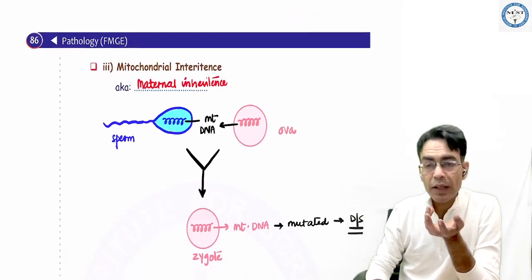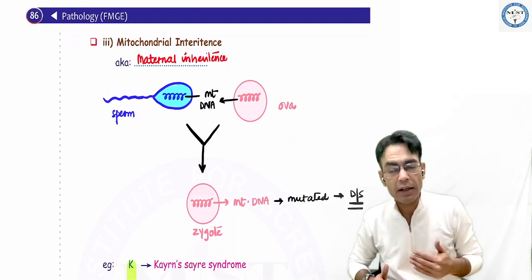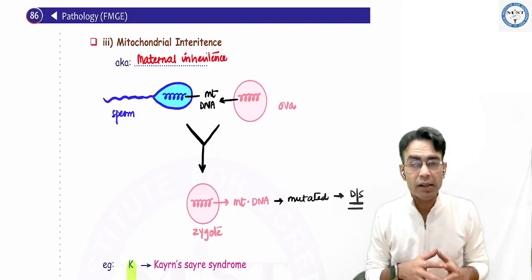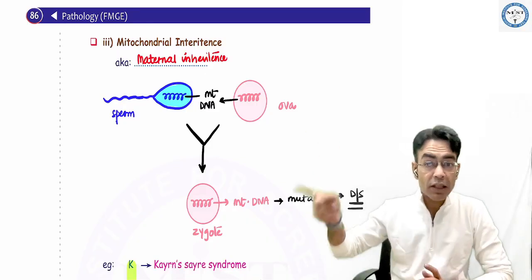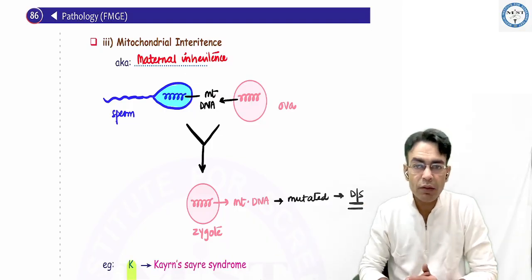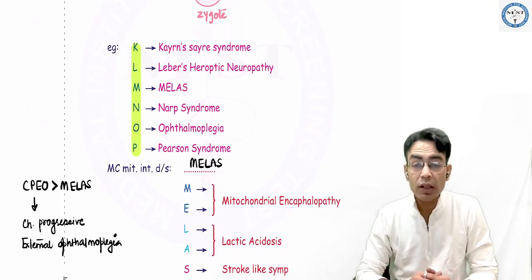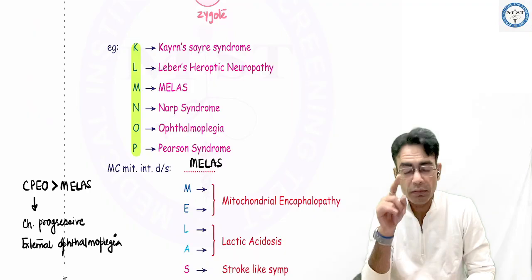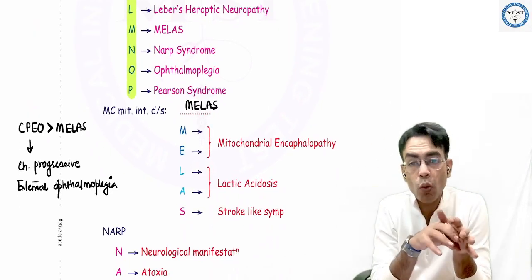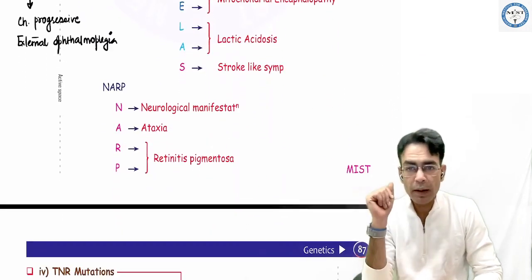Then comes mitochondrial inheritance, which is also called maternal inheritance, because we know that only the mother is transmitting the mitochondrial DNA. Father does not transfer it. So if the father is diseased by a mitochondrial disease, he will never transfer it to the next generation. Only the mother will transmit, and transmit to all, because the mother is the only one who is going to give the mitochondrial DNA to everyone. What are the diseases? K, L, M, N, O, P. You don't have to learn these diseases, but you have to learn that MELAS is the most common mitochondrial inheritance disease. But even in presence of MELAS, CPEO becomes a better choice: chronic progressive external ophthalmoplegia. NARP is also a mitochondrial inheritance disease.